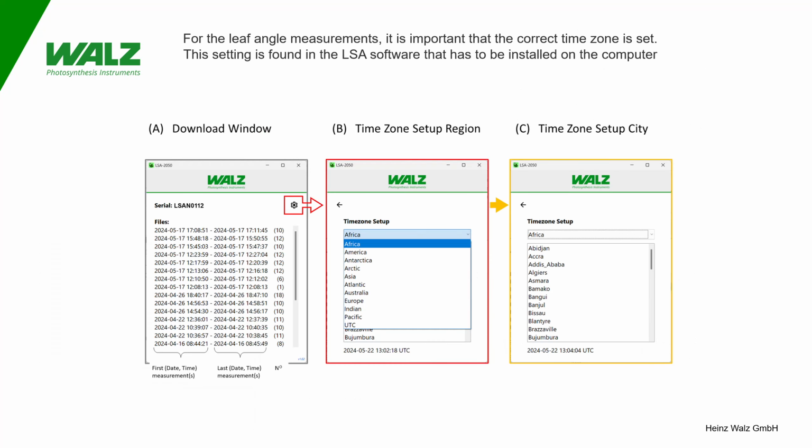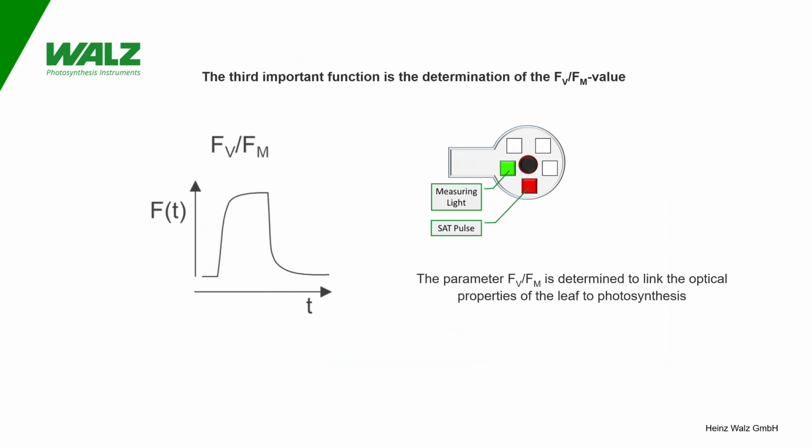For the leaf angle determination, the time zone has to be set up in the software that comes with the instrument. First a continent is selected and then a nearby city. For a relatively simple instrument like the leaf state analyzer, kinetic fluorescence measurements are not an option. The only parameter directly related to photosynthesis that is determined by the instrument is the FV over FM. For this measurement, the green LED is used as measuring light and the red LED is used for the saturation pulse.